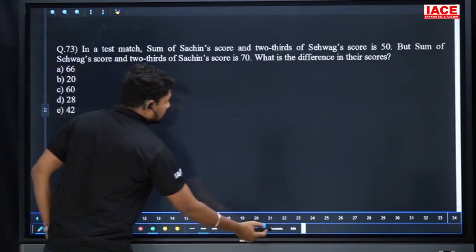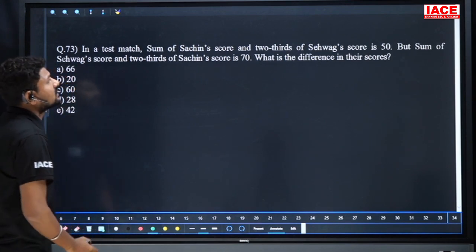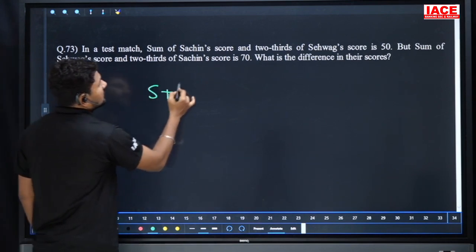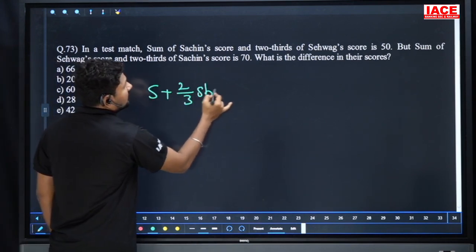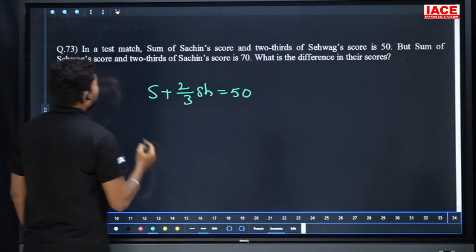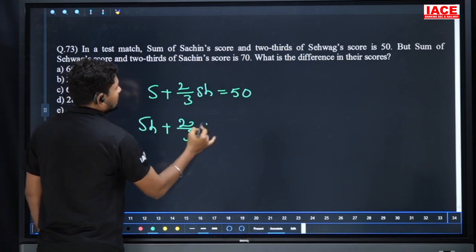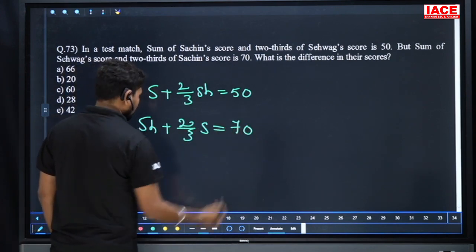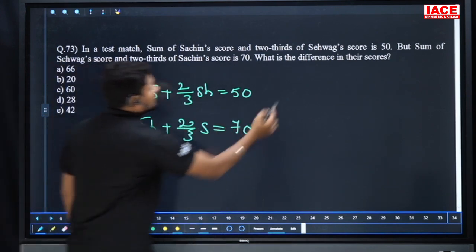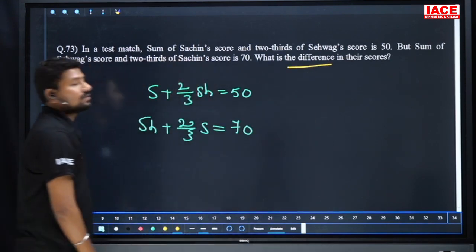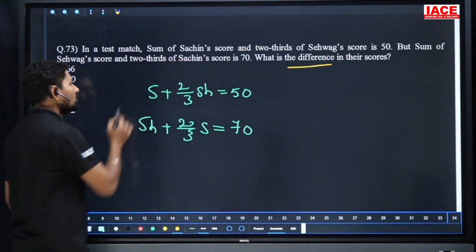Here in a test, 2/3 of Sachin's score is 2/3 of Sehwag's score, which is equal to 50. And next Sehwag's score is 2/3 of Sachin, which is equal to 70. The question is what they are asking: a difference in their scores. Difference in their score they are asking. Now you have to make difference.